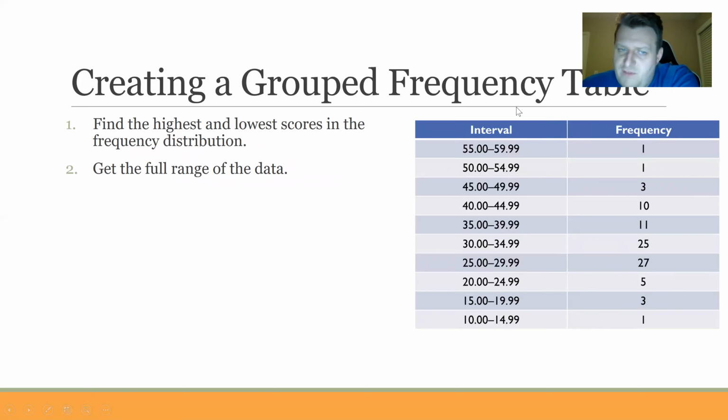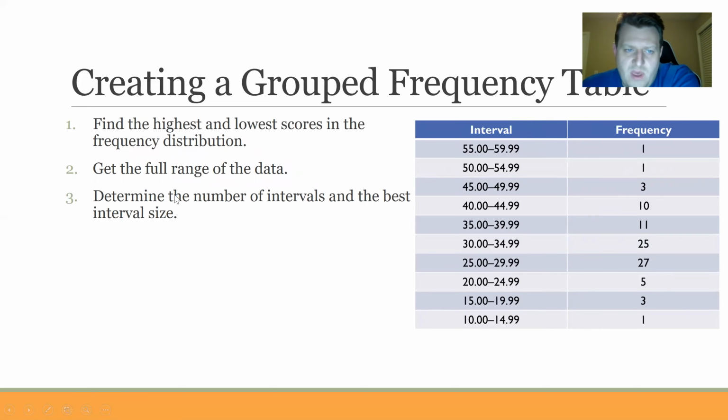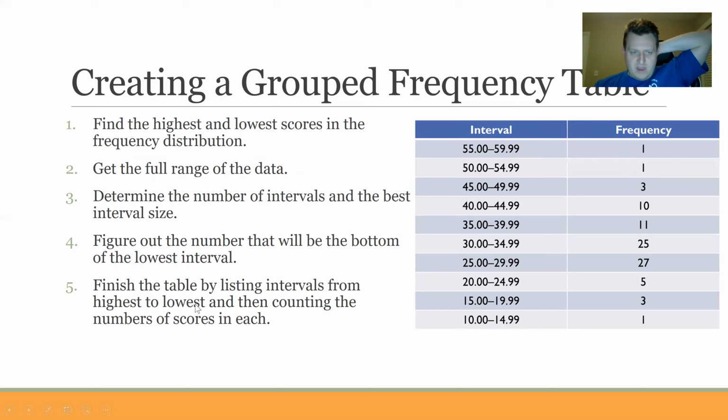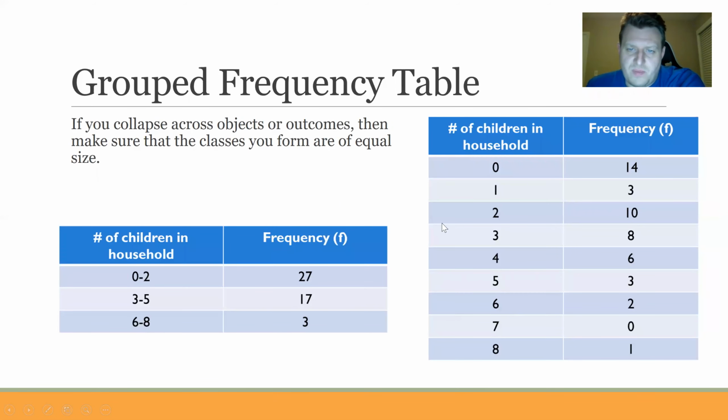All right, so we're going to find the full range of the data. We're going to determine the bin size, the number of intervals, and the best interval size. We're going to figure out the number that will be on the bottom and the number that will be on the top. And then we're going to create all of these intervals and then record the frequency of the scores within each particular interval. Like I said, SPSS will do this fairly quickly for us.